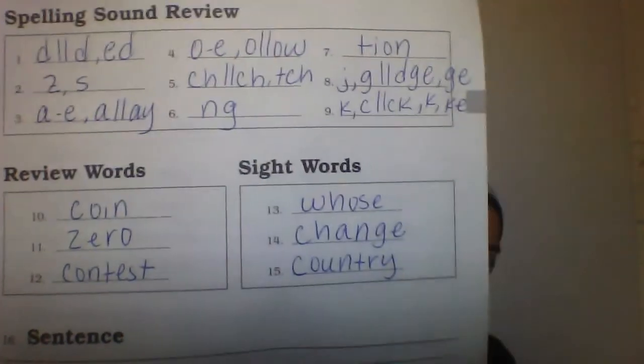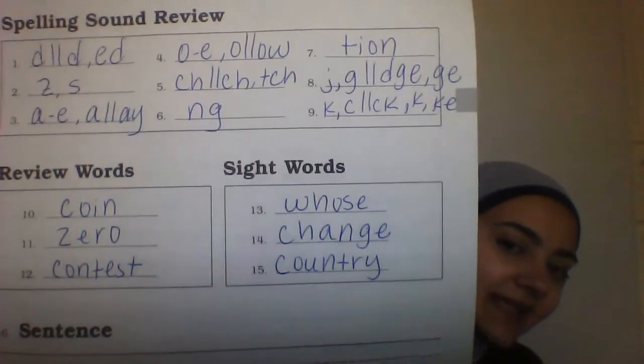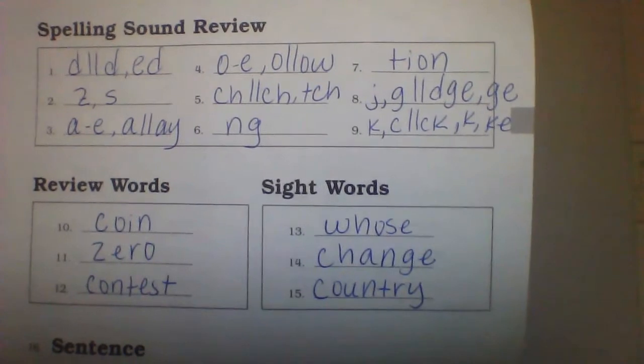Next to number 15, write the word country. C-O-U-N-T-R-Y. Country. Your paper should look like this. If you need some time to write that down, pause the video now.